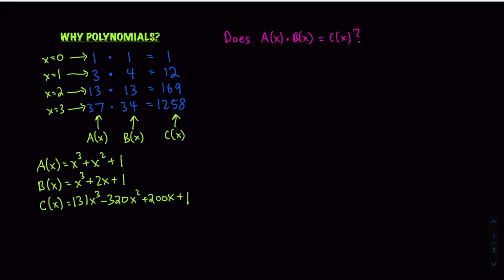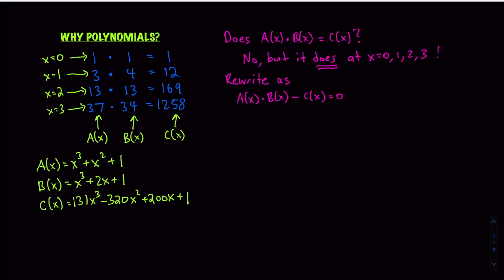But here's the key point. If we plug in our interpolation points, x equals 0, 1, 2, and 3, we find that A of x times B of x equals C of x at those 4 points. That makes sense because that's exactly how we constructed, or interpolated, the polynomials in the first place. And actually, since our only concern is checking that the 4 original equations hold, we don't really care what happens at any other value of x. We just care that this polynomial relationship holds at only those 4 points. Rewriting the equation, we can say A of x times B of x minus C of x equals 0, only at the points 0, 1, 2, and 3.